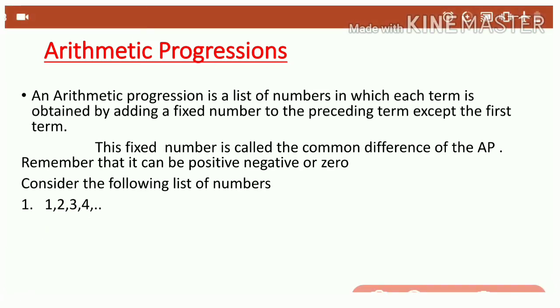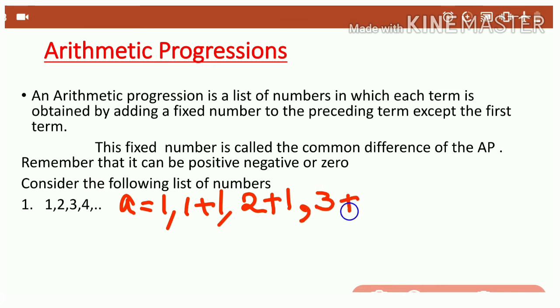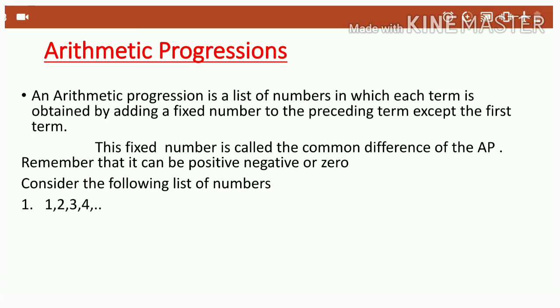You can see the first term is 1, the second term 2 is obtained by 1 plus 1. The third term 3 is obtained by adding 1 to the previous term. 4 is obtained by adding 1 to the previous term. So what is the common difference here? The common difference is plus 1. Okay, so that's a common difference.